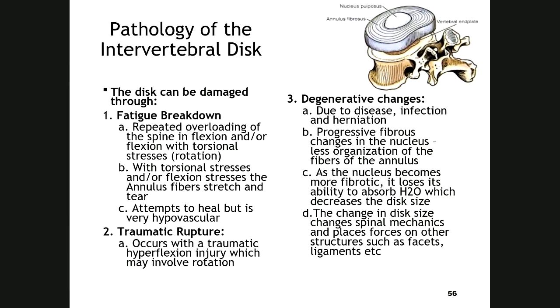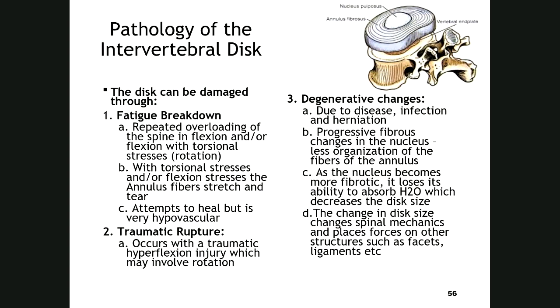It can be due to a traumatic rupture, such as a car accident, which occurs with a traumatic hyperflexion injury that can involve some type of rotation as well. It can be due to any type of degenerative changes, or a condition or infection, and herniation. Progressive fibrous changes in the nucleus may also lead to a herniated disc.